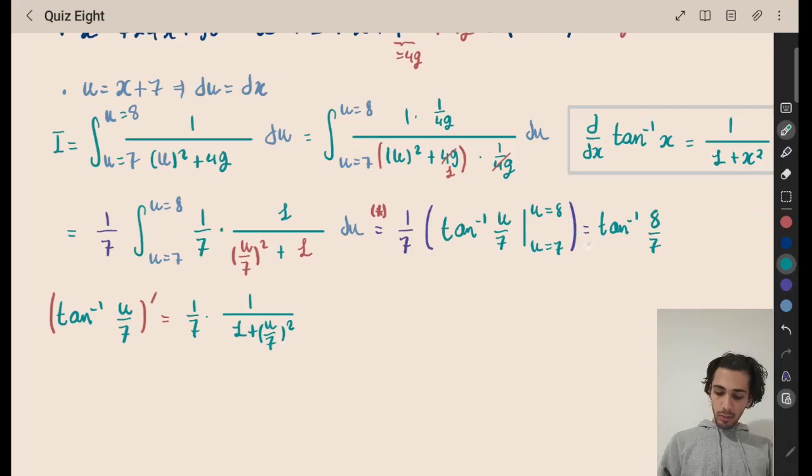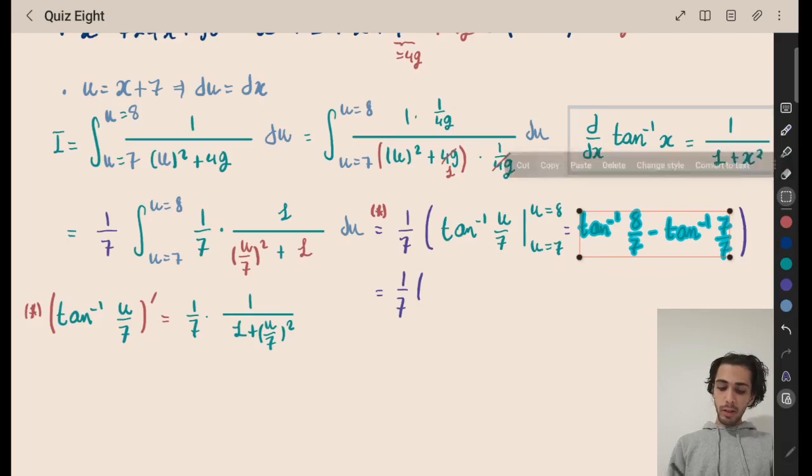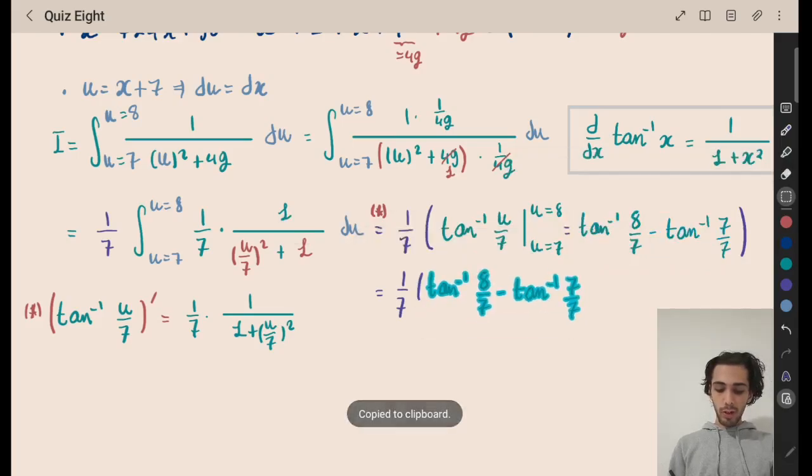So this happens inside of the bracket, if you're wondering. Minus tan inverse of 7 over 7. And then if I would like to simplify this, by the way, I would get 1 over 7 times, well, tan inverse of 8 over 7 is just tan inverse of 8 over 7. But tan inverse of 7 over 7 is tan inverse of 1.